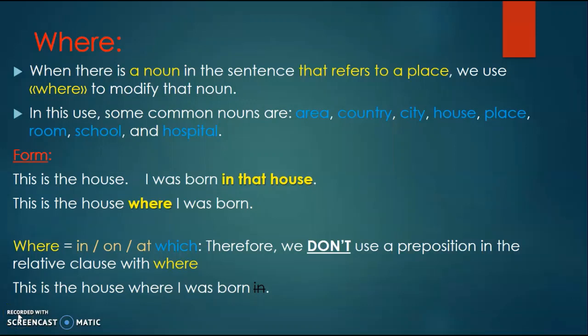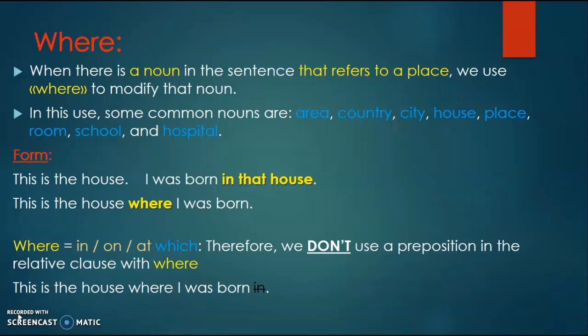When there is a noun in the sentence that refers to a place, we use where to modify that noun. In this use, some common nouns are area, country, city, house, place, room, school, and hospital. We form this type of relative clause in the following way. This is the house. I was born in that house. This is the house where I was born.